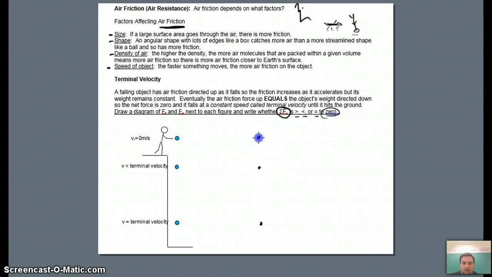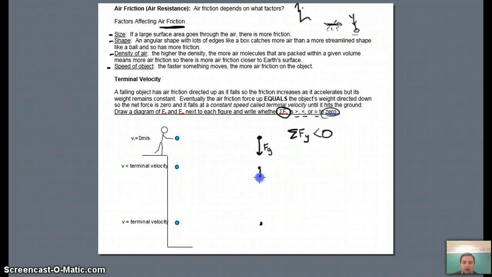So let's take a look here. Right away, when I drop the object, it's not moving. However, it does have a gravitational force pointing straight down. There is no air resistance because it's not moving. So my net force in the y direction would obviously be less than 0 here. Why? Because this is the only force acting on it. It's a negative force, so it's going to be less than 0.